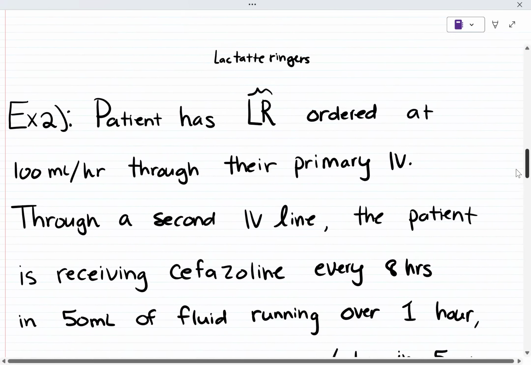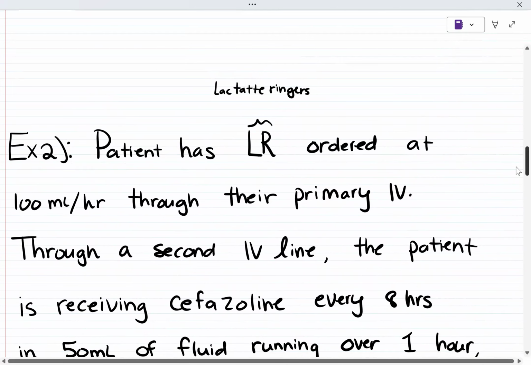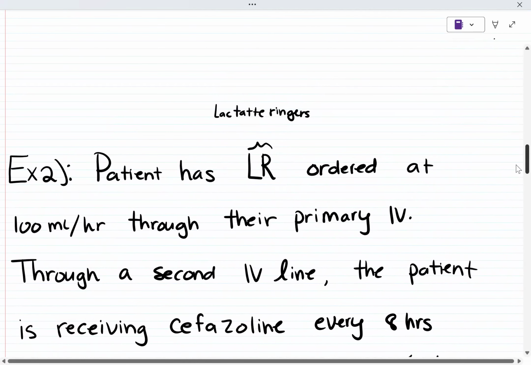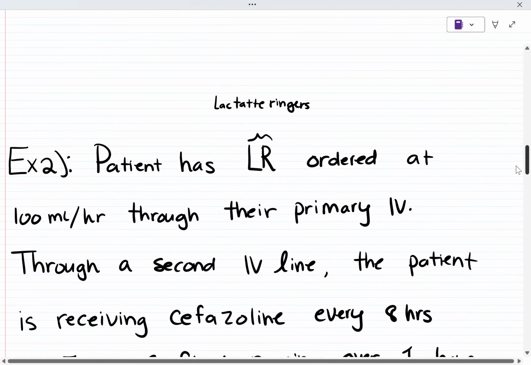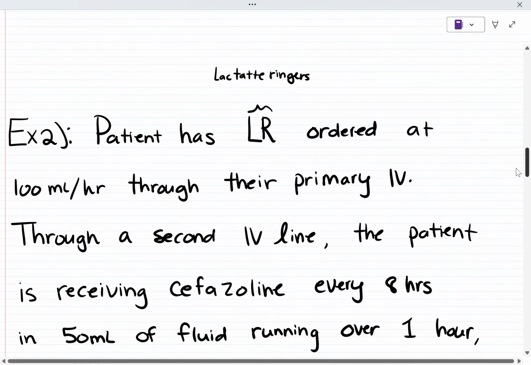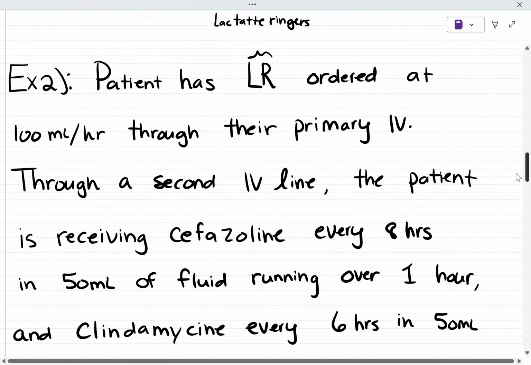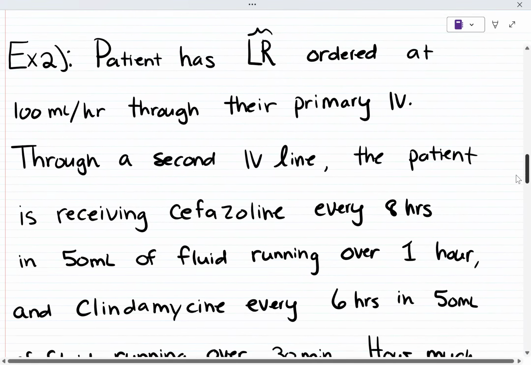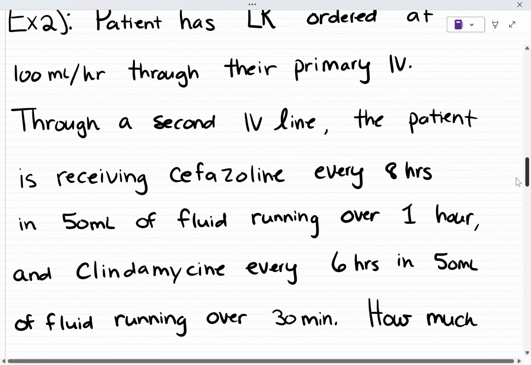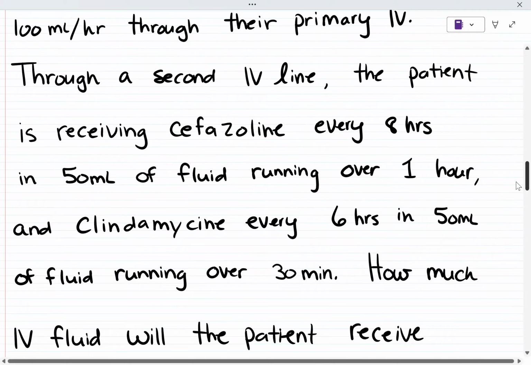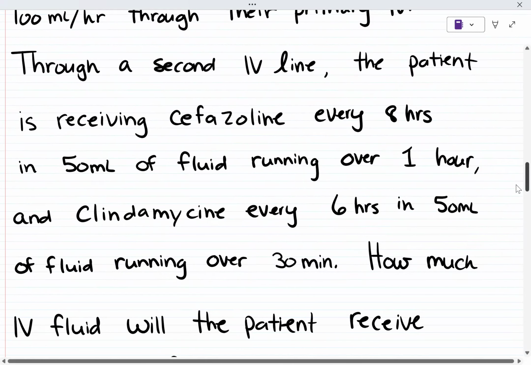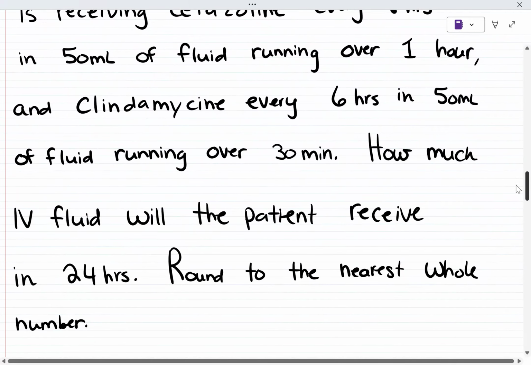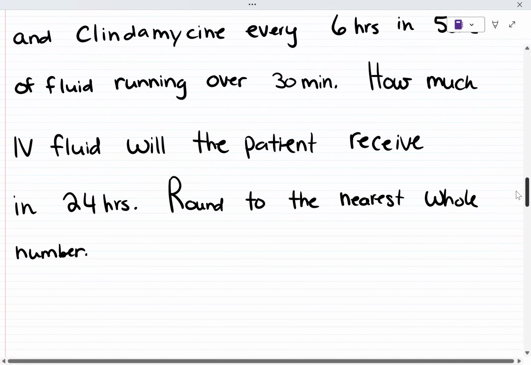Okay, now let me read the problem again. Patient has LR, lactated Ringer's, ordered at 100 milliliters per hour through their primary IV. Through a second IV line, patient is receiving cefazolin every 8 hours and 50 milliliters of fluid running over 1 hour, and clindamycin every 6 hours and 50 milliliters of fluid running over 30 minutes. How much IV fluid will the patient receive in 24 hours, rounded to the nearest whole number? I think we want it in milliliters.